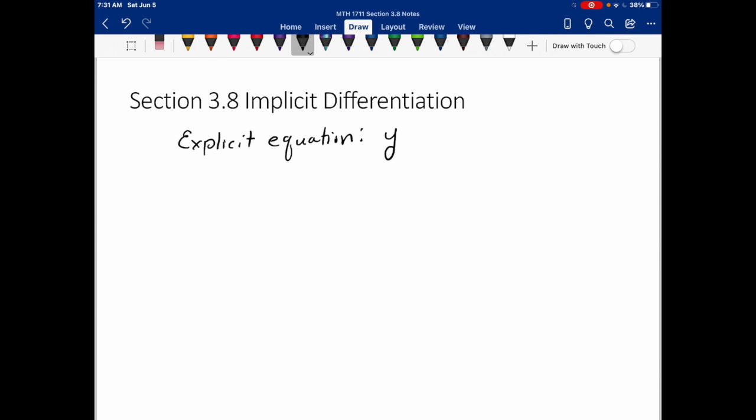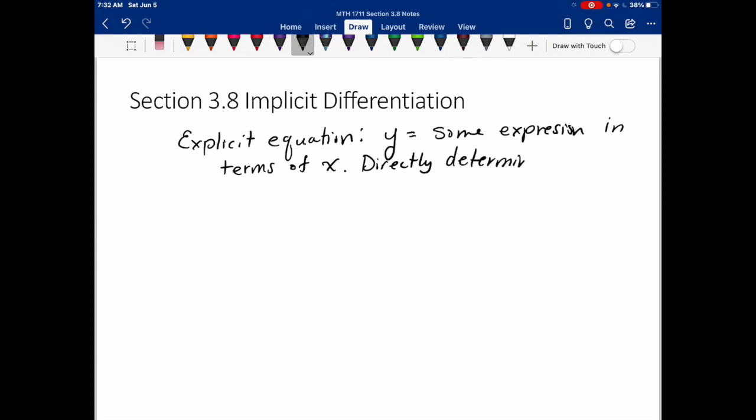form y equals some expression in terms of x, or whatever the independent variable is. And by having it written like this, we can directly determine the value of y if we know x.